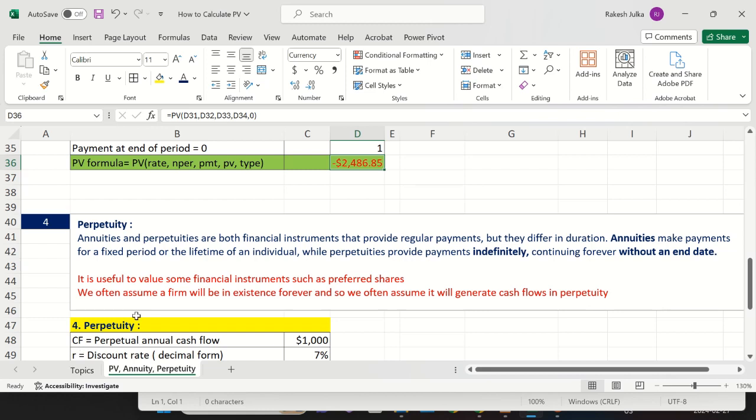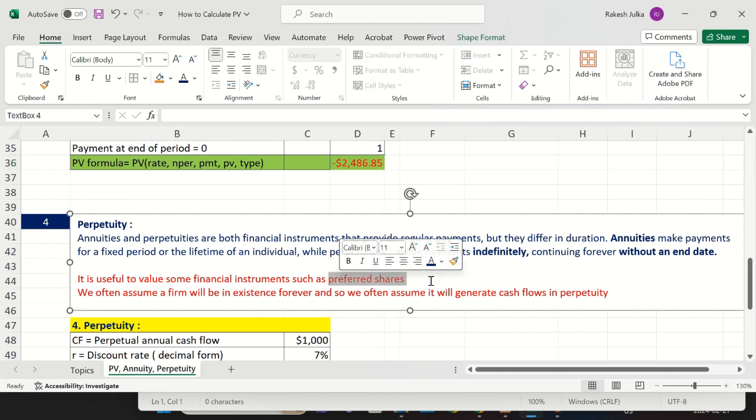Now it is useful to value some financial instruments such as preferred shares. Sometimes preferred shares are there, and we assume that the firm will be in existence forever, so we often assume that it will generate a cash flow in perpetuity. So what is the meaning of perpetuity that we have understood, right? It means a continuous payment over a period of time. So this is the main difference.